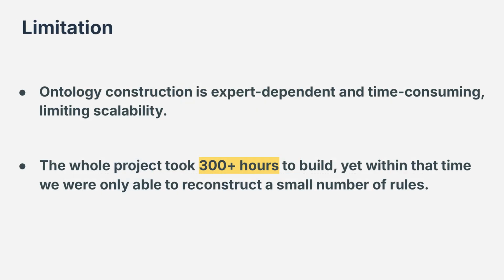Since ontology building is expert-driven and slow, we could only structure a small subset of rules. As a result, the system's accuracy drops. The whole document collapses onto just a few rules, increasing the noise in the top-K.